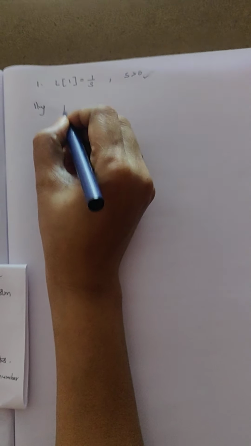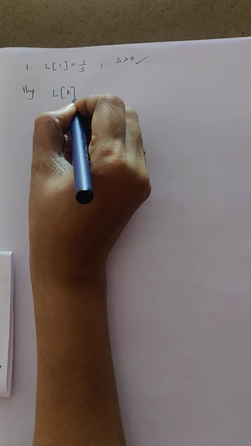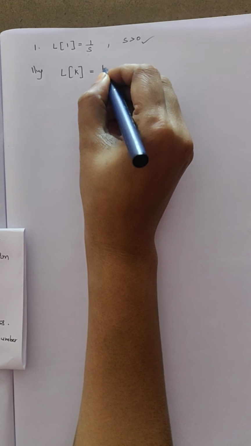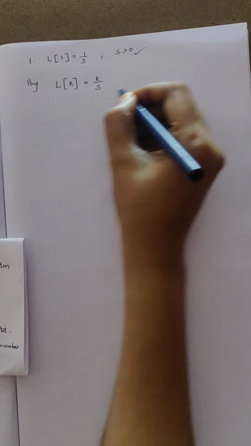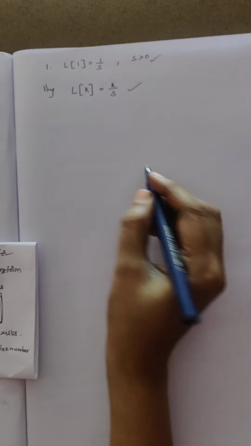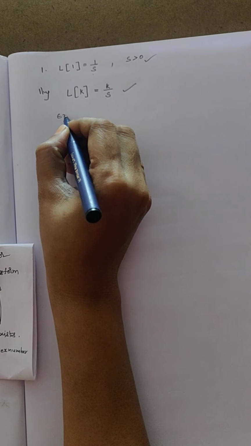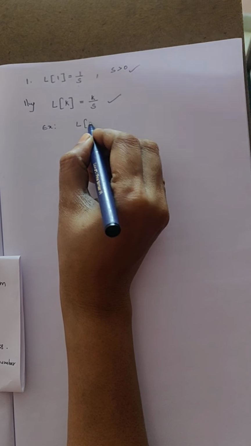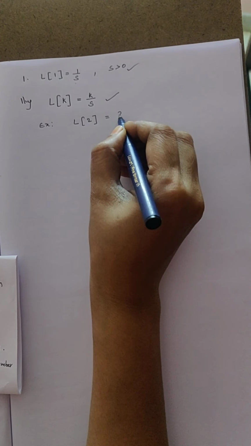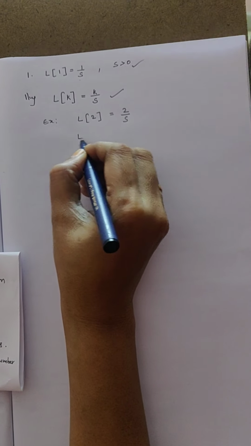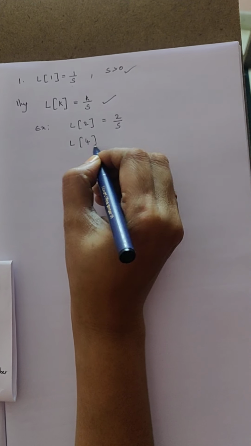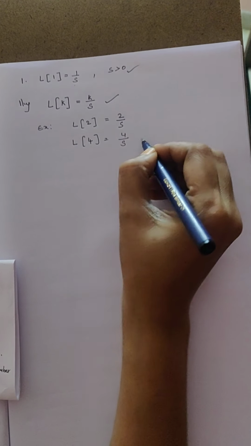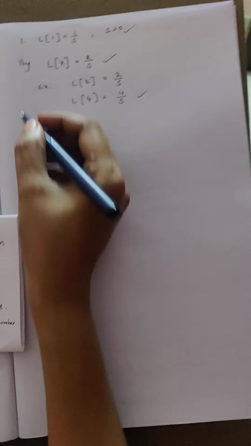Similarly, the Laplace transform of any constant k equal to k by s. For example, the Laplace transform of 2 equal to 2 by s. Laplace transform of 4 equal to 4 by s. Like that we will get.